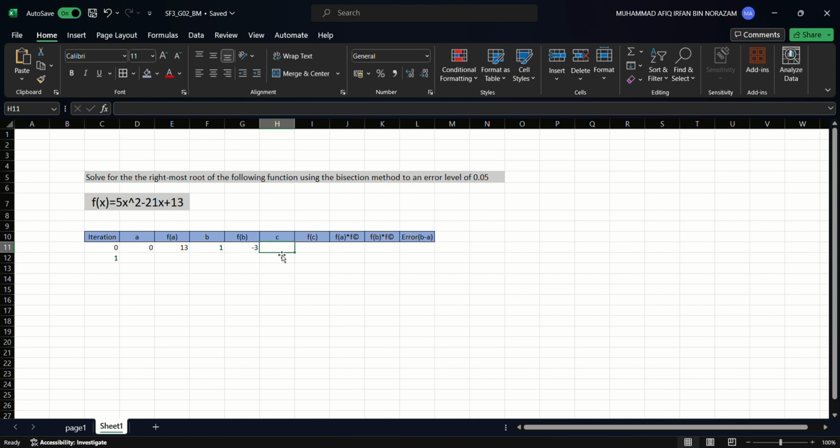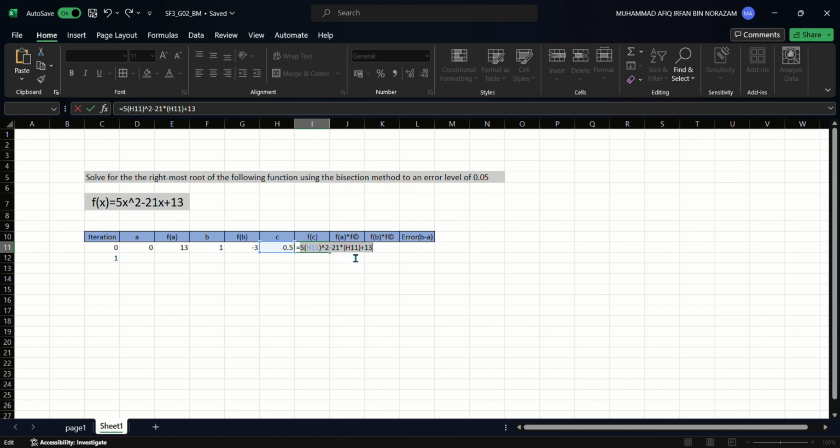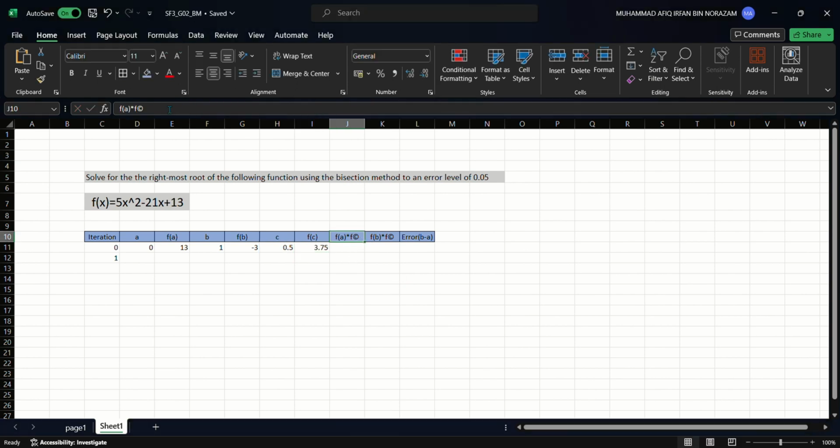Okay, so we got the value. For C, we also need to add A and B and divide by 2. So we got the answer. For F(C), it is also the quadratic equation. For F(A) times F(C), just multiply them. For F(B) and F(C) it is almost the same. And for the error, B minus A, you just subtract A from B, and you will get the answer.